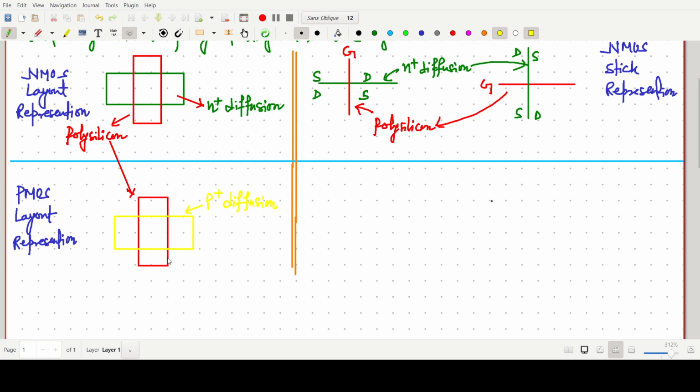Okay, it may be tilted. But this one is the representation. Similarly, we are discussing the layout and stick representation. It may be one polysilicon line and one yellow line. Or we can make it like this.